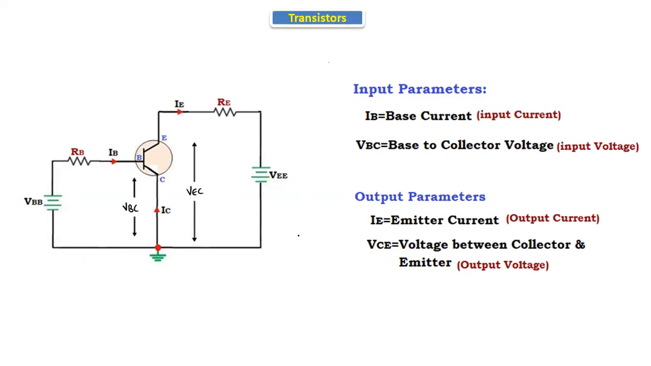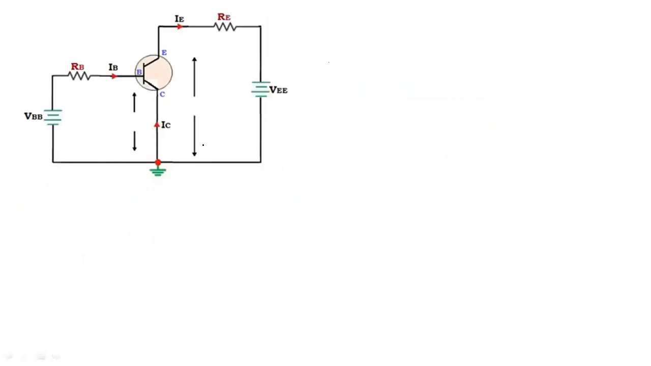Now let's see the input current, output current, output voltage and input voltage equations. This is VBC and it is VEC. Now let's apply KVL at the input side. If we apply KVL at the input side, we will get the input current equation and the input voltage equation. See here, in this loop, the IB current is flowing in the clockwise direction. This is a plus terminal and this is a minus terminal, and this is plus and this is minus.